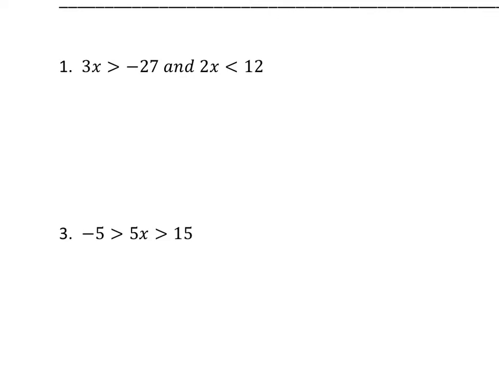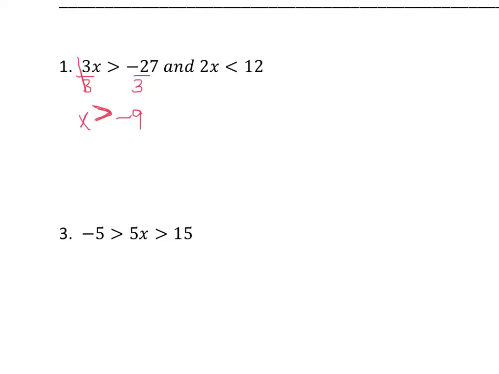Number 1, it says 3x is greater than negative 27 and 2x is less than 12. They're already separated into two single inequalities, so let's solve both of them separately. On the first one, we are going to divide both sides by 3, because we need to get the x by itself. So when we do that, x is greater than negative 9. Now remember, do I need to switch the inequality? No, you only switch the inequality when you divide by a negative or multiply by a negative. So this is one of my inequalities.